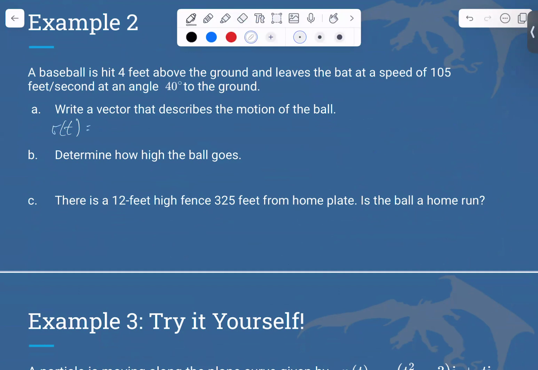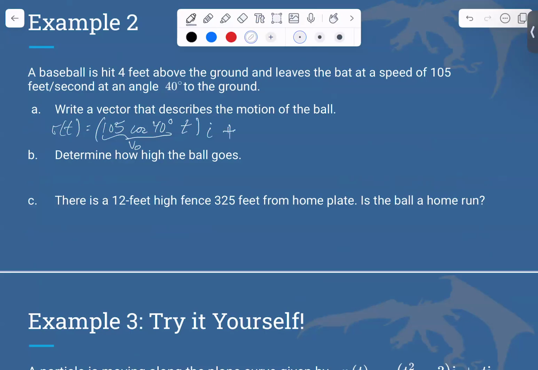is going to be equal to, so we need to do our x component. So our x component is going to be this, it's hit at 105. It's the cosine, because that's on the x-axis, 40 degrees times t. And this is your initial velocity. And then that is for the i component.